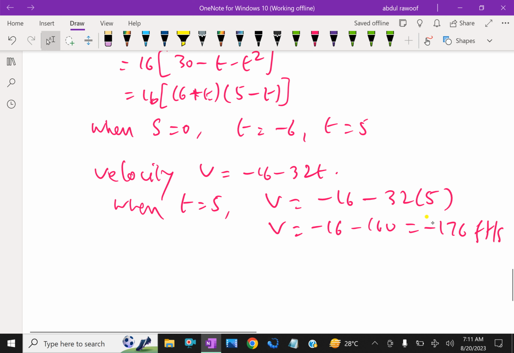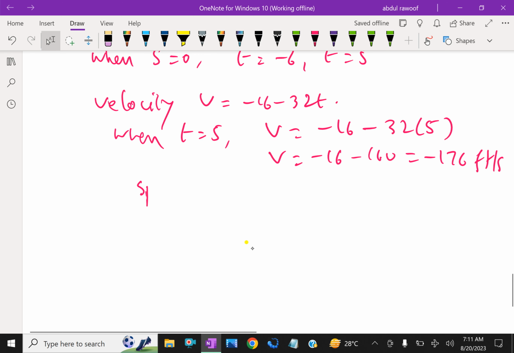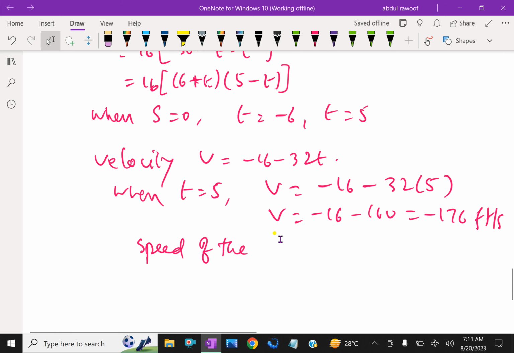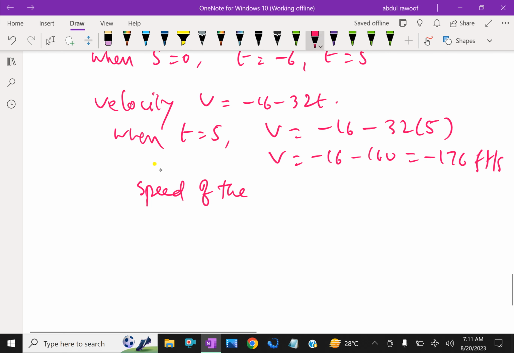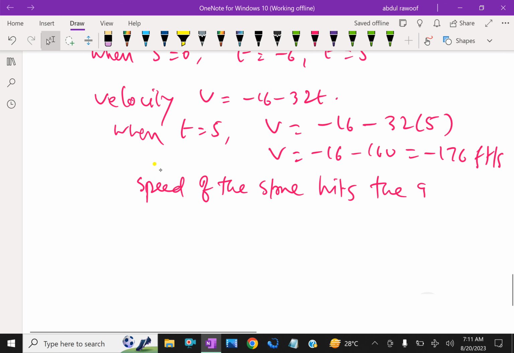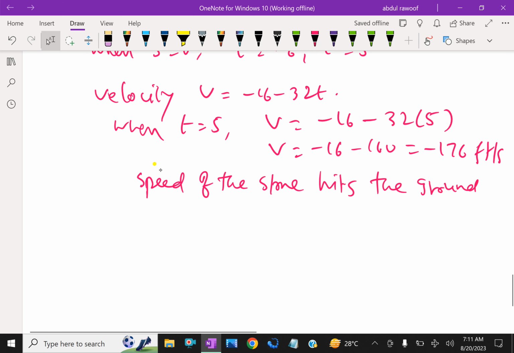So the rock hits the ground with a speed, therefore the speed of the stone hitting the ground is v equal to 176 feet per second. We take the positive direction.